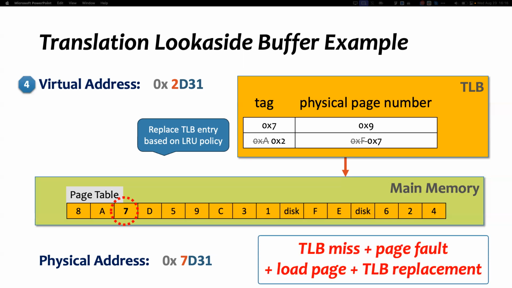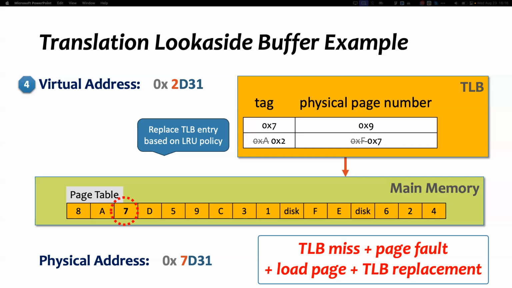All right. So what we have seen in this example is, first, originally we have a TLB miss, right? 2 is not in the TLB. And then we go to the main memory. We find that 2 corresponds to a disk, right? It's not in the memory. So that's a page fault. And then we load the page from the disk to memory. And finally, we update the TLB according to this most recently used translation.